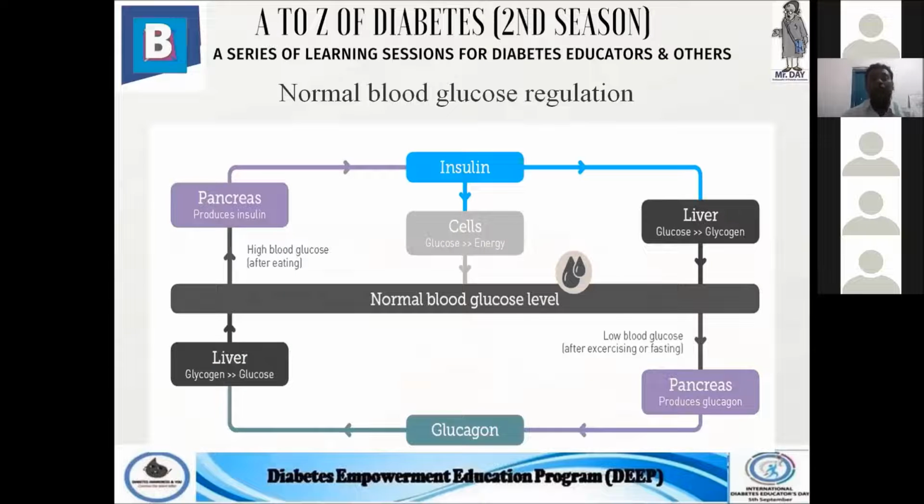So, normal blood glucose regulation we just discussed. Whenever we have a meal, the pancreas gets stimulated, and by the stimulation of beta cells, it secretes insulin. It acts on the liver to form glycogen from glucose. In the cell, it promotes the entry and utilization of glucose. Whenever there is a low blood sugar level, the pancreas secretes glucagon from the alpha cells, and it acts on the liver to release glucose from the stored glycogen. So this is a simple illustration of blood glucose regulation inside the body.